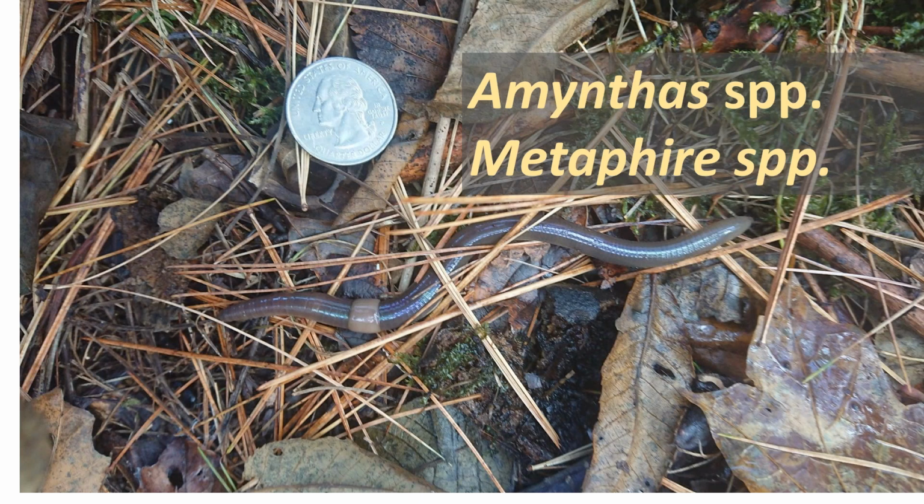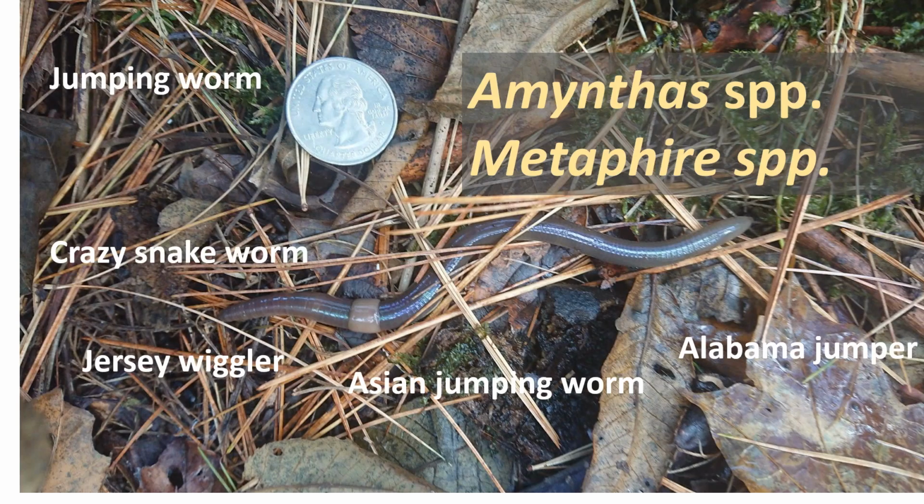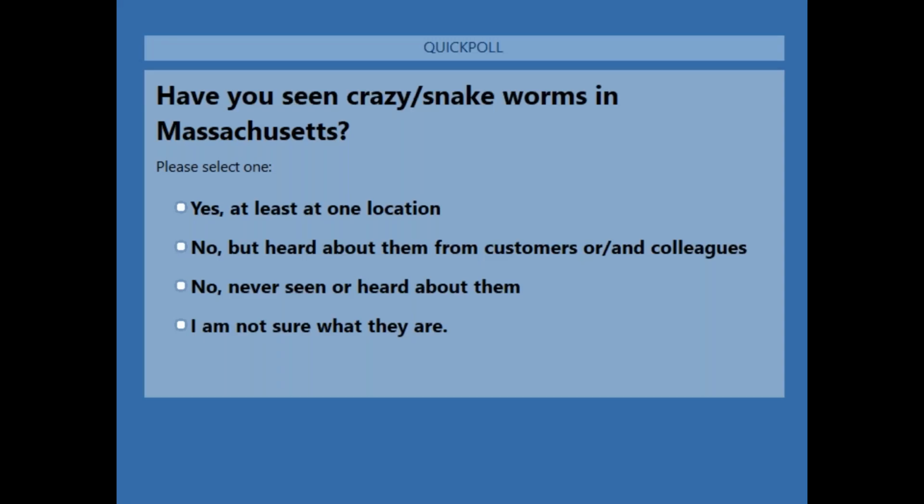They are very common, and sometimes no problem in the landscapes, at least in urban landscapes, except for turf in golf courses or sports fields. And relatively recently, we have had this infestation and a lot of reports about jumping worms, snake worms, crazy snake worms, Asian jumping worms, Alabama jumper, Jersey wiggler. All of these common names are about the same second wave of introduced worms. And now it's your time to talk a little bit and express your opinion.